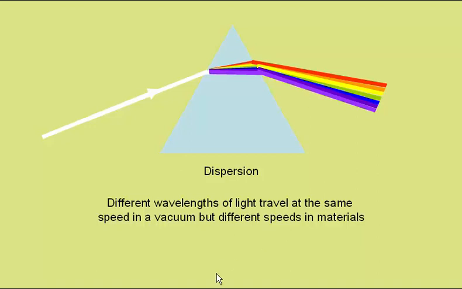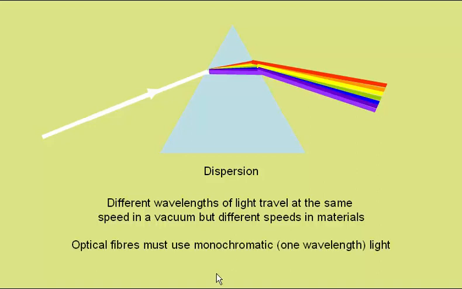This clearly is undesirable in optical fibres, and so we must use as close as possible to monochromatic, or literally one wavelength, light.